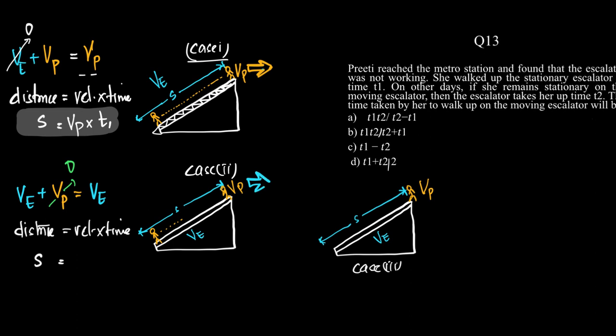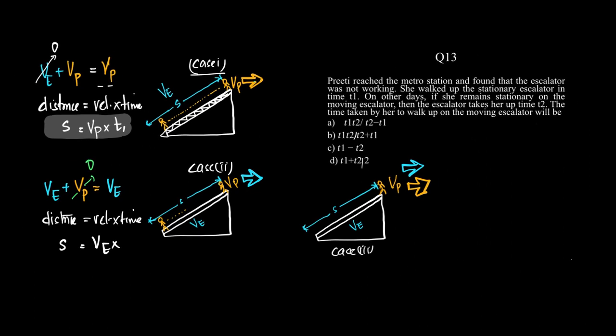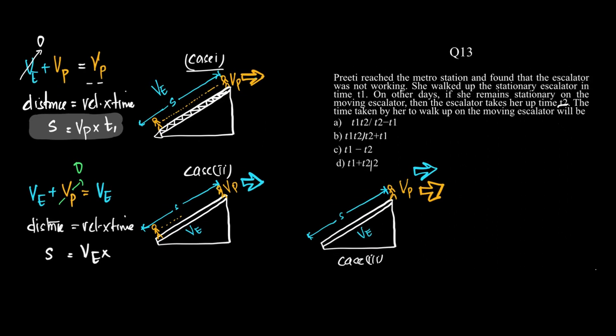In the second case the escalator is moving, and in the third case we have both the escalator as well as the person moving. The distance will be equal to velocity into time. What is the only velocity here? Ve, the velocity of the escalator, into time. It is given that it takes time t2. So what we get is s equal to Ve into t2. All right. So let us highlight that part also.